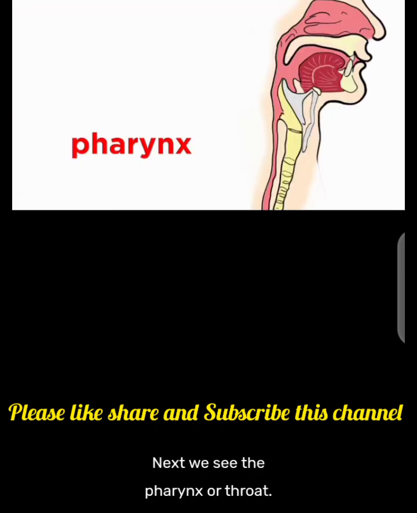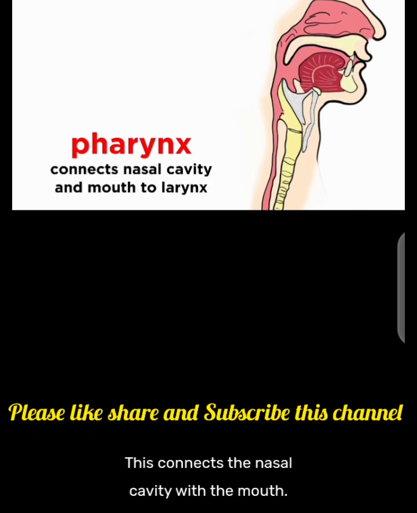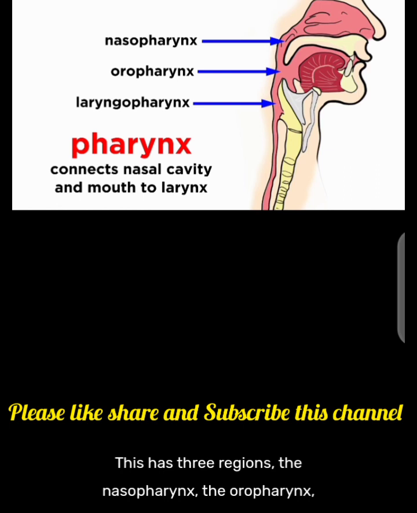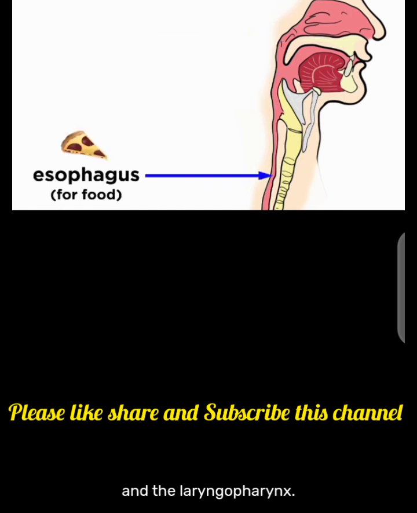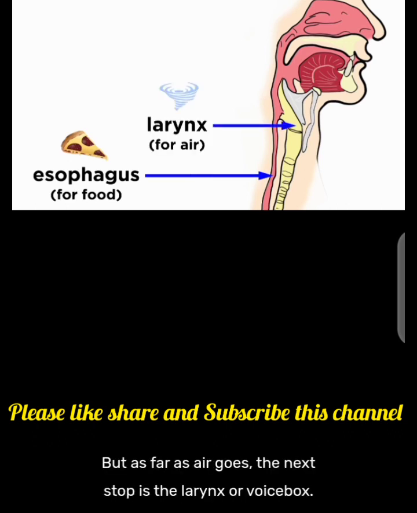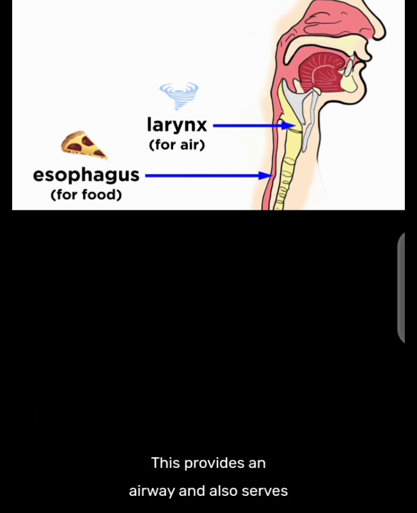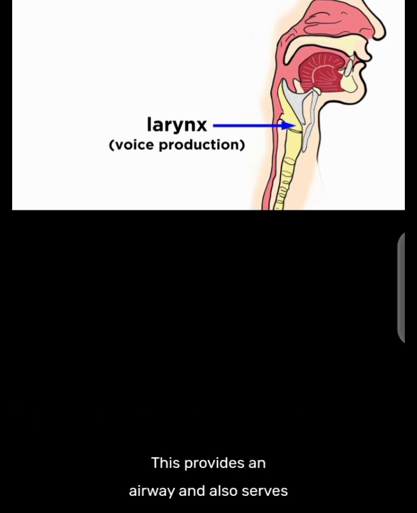Next, we see the pharynx, or throat. This connects the nasal cavity with the mouth. This has three regions, the nasopharynx, the oropharynx, and the laryngopharynx. This passageway continues down into the esophagus when eating food, but as far as air goes, the next stop is the larynx, or voice box. This provides an airway and also serves as the site of voice production.